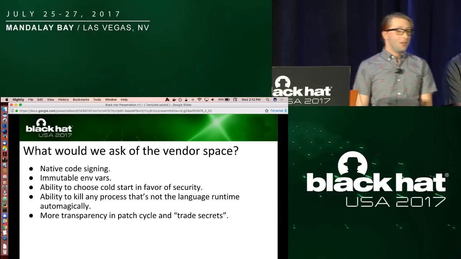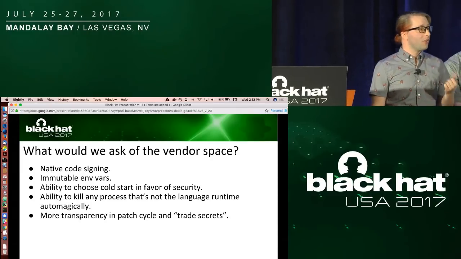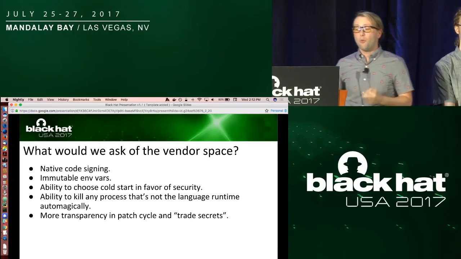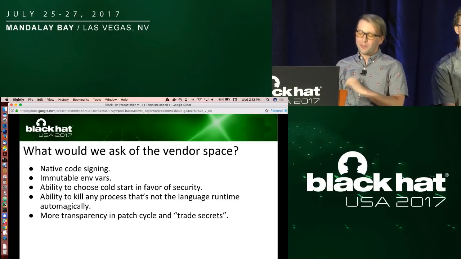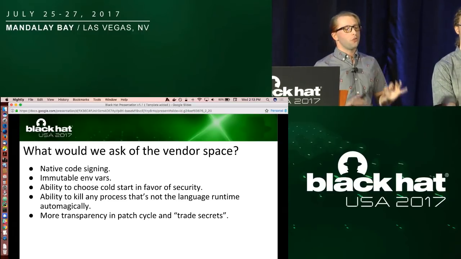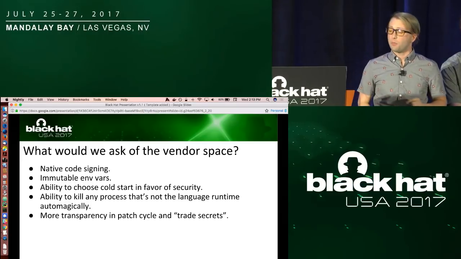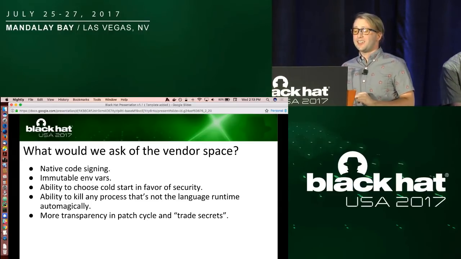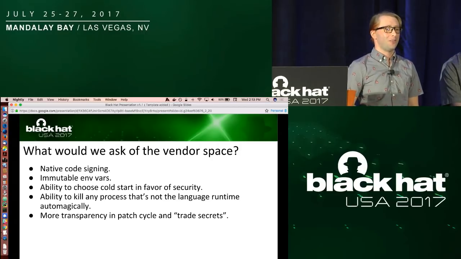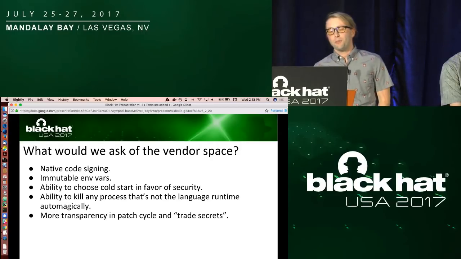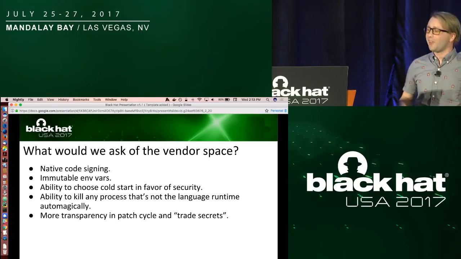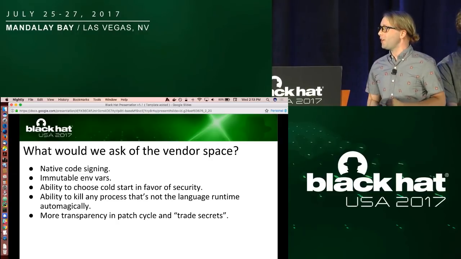So we might like the ability to do native code signing and code signing validation. I want something killed if it's not end-to-end signed, right? I want immutable environment vars or a config store that guarantees immutability. I want the ability to choose cold start in favor of security instead of performance. I want the ability to kill any process that's not in the language the runtime specifies. Wouldn't that be cool? And I want more transparency in the patch cycle and the so-called trade secrets, because we all know that transparency is almost always better for security.